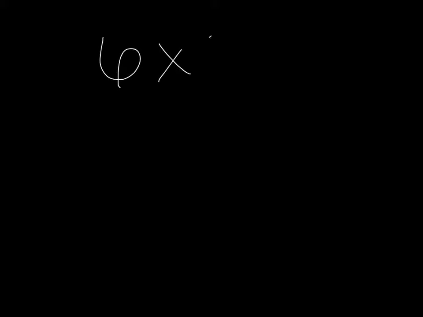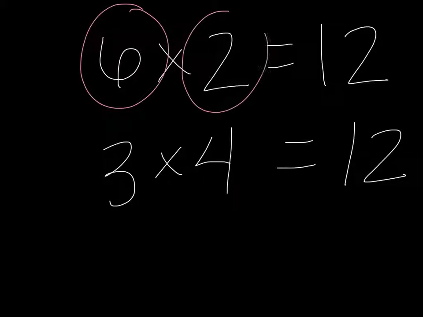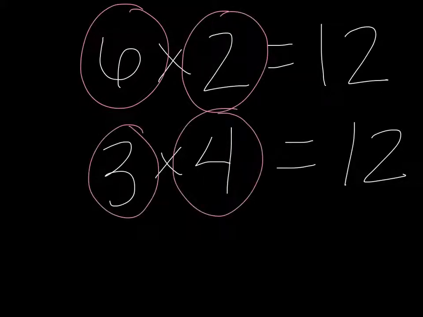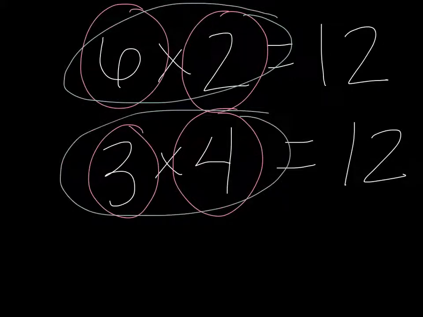6 times 2 equals 12, and 3 times 4 equals 12. So for these, 6 and 2 are factors of 12, and 3 and 4 are factors of 12. So 6, 2, 3, and 4 are all factors of 12. And if you notice, they come in pairs. So factors come in pairs.